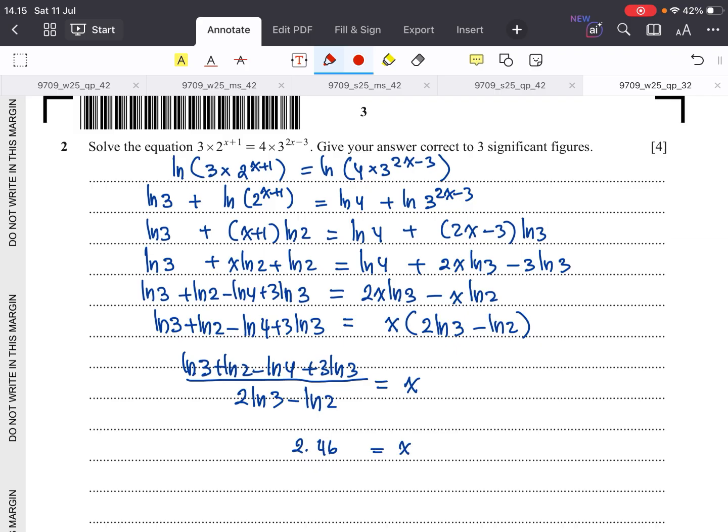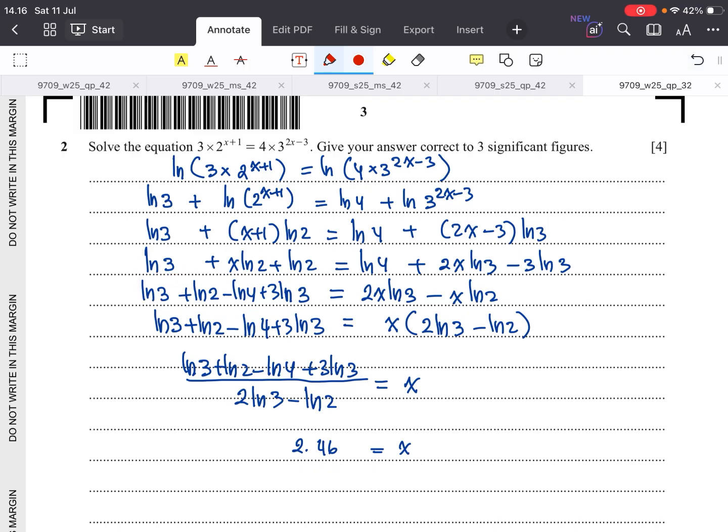And then now we will gather the expressions that contain x on one side. So we are going to move x ln 2 to the right. It will be minus there. And then expressions that have no x, we will move to the other side of this equation.